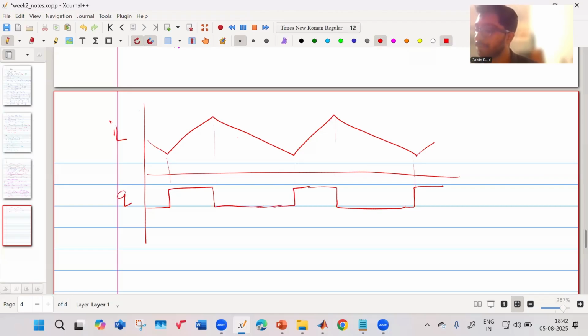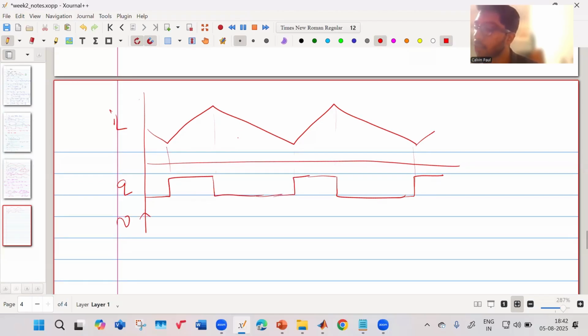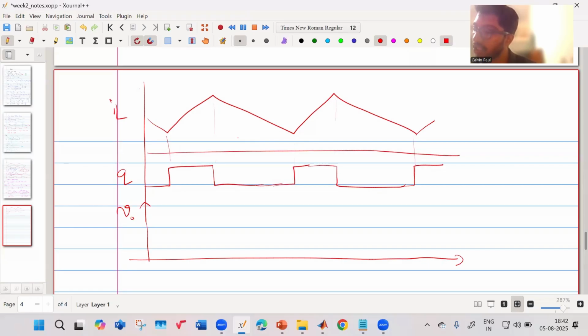This is your Q. What will happen to your output voltage is a little bit tricky to understand. When your signal Q is 1, what happens? Your output voltage is discharging through the load. And when Q turns 0, it will charge. Again, it will discharge. Again, it will charge. That is how the output voltage will charge and discharge.